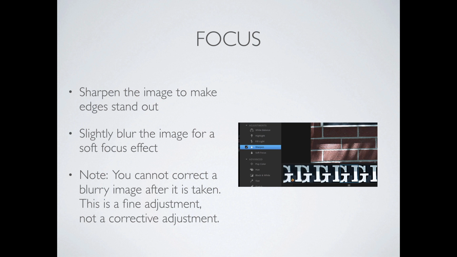Doesn't work. So you can't make adjustments that are going to correct an image. If it's blurry, it's always going to be blurry. However, if you have an image and you want to just tweak it a little bit, add a little bit more definition to it, this is a good place to go. These are two examples. The image on the left doesn't have the sharpening applied. The one on the right does.